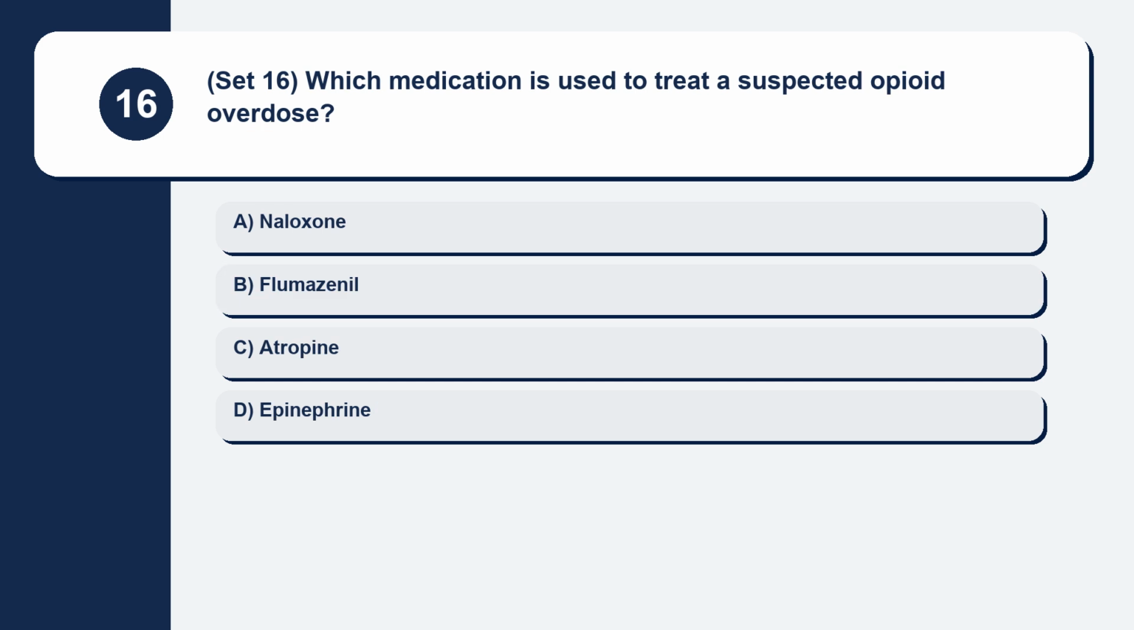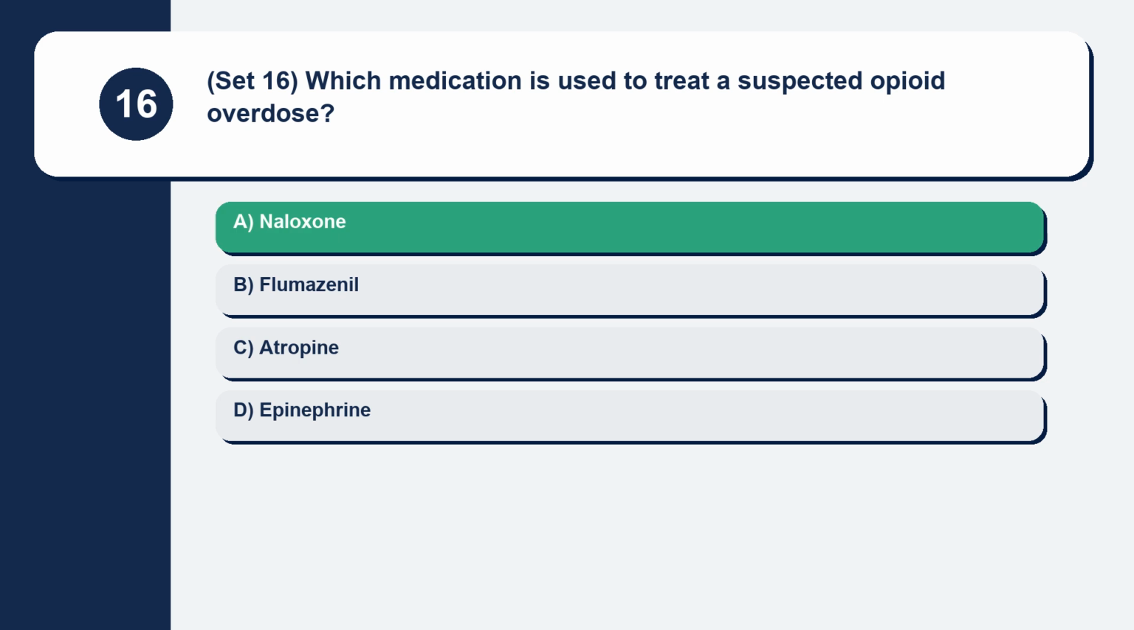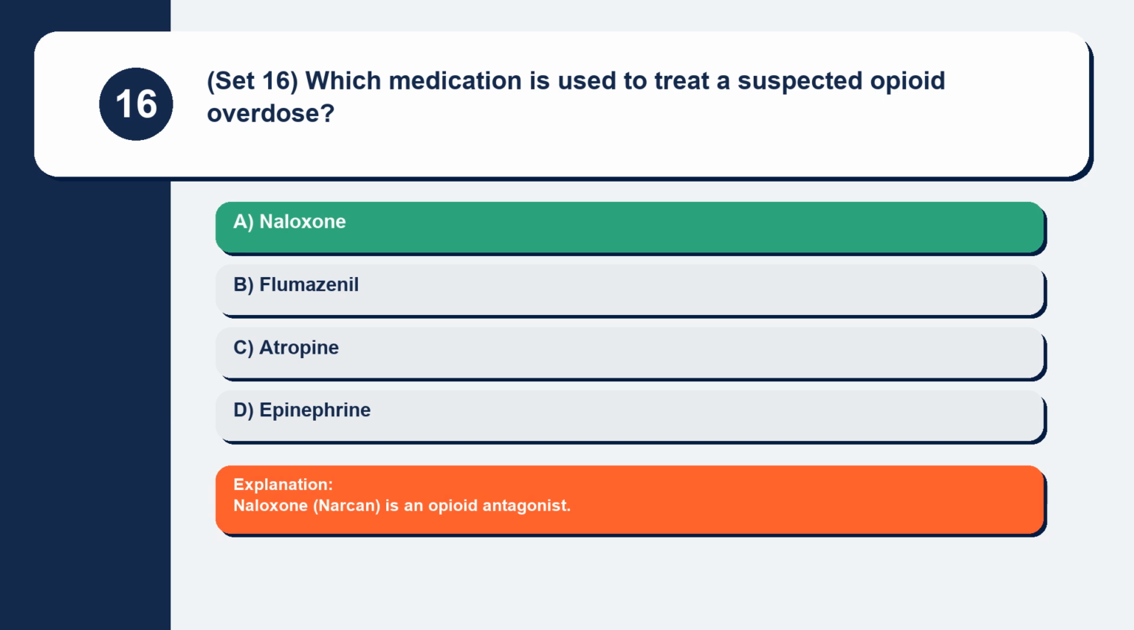Question 16. Set 16. Which medication is used to treat a suspected opioid overdose? Naloxone, flumazenil, atropine, epinephrine. Naloxone, Narcan, is an opioid antagonist.